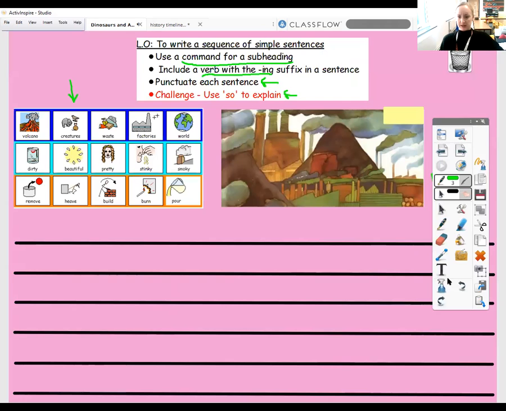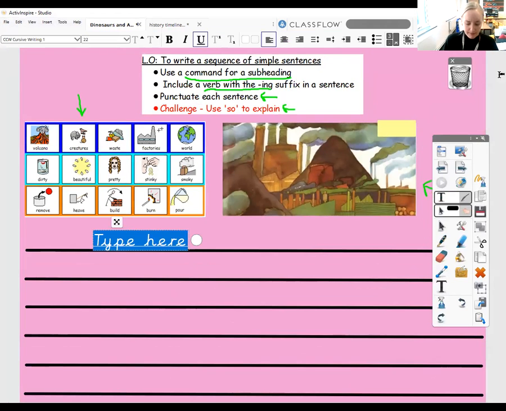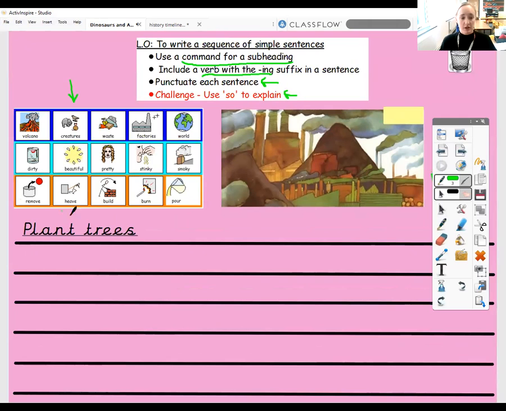So plant trees. So that is my subheading. And I know that it's a command. Let me change that to black so that you can see that. How do I know that it's a command? Well, at the start of it, I've got a verb, plant, okay? That means when you're getting something and planting it into the ground. So I've got my command straight away. So I've done the first thing on my success criteria.